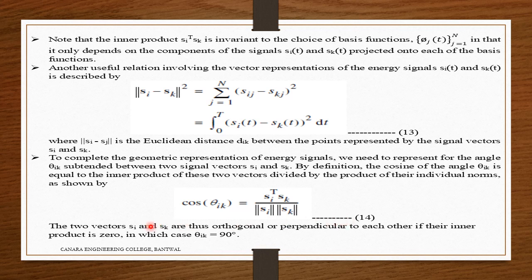The two vectors Si and Sk are thus orthogonal, perpendicular to each other, if their inner product is 0, in which case theta ik is equal to 90 degrees. So cos 90 is equal to 0. So when theta ik is equal to 90 degrees, they are orthogonal or perpendicular, and at that time this product will be 0.